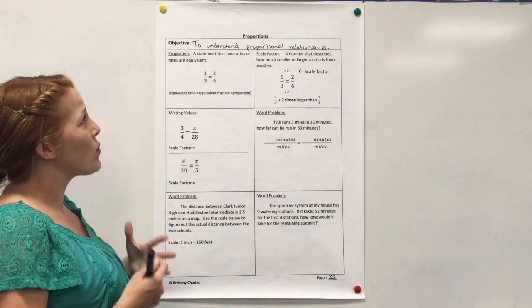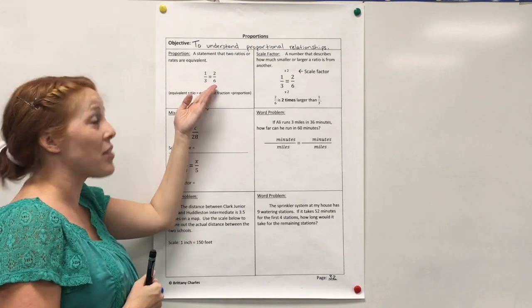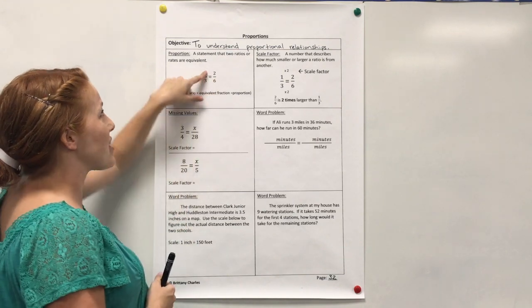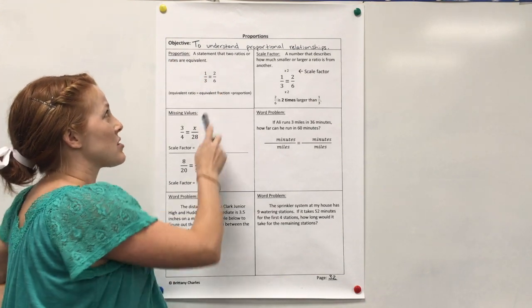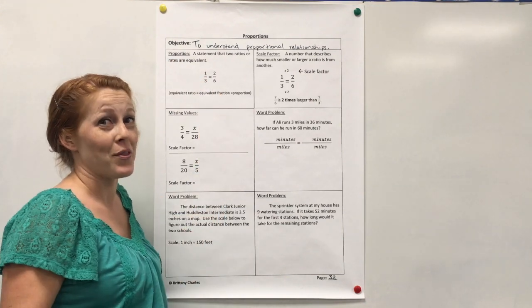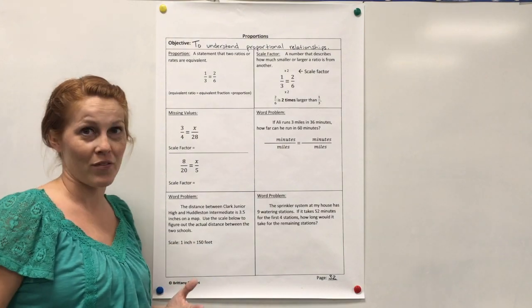So one way I can tell that these are equal is I could take this side, which is already in simplest form, and then I could look at this side, 2/6. If I reduce that, I also get 1/3. So that helps me to know they're equivalent.